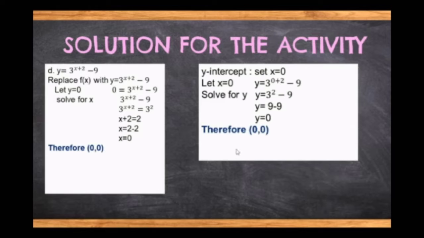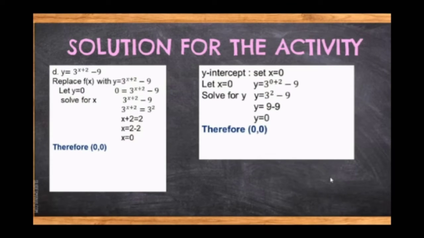Then, y-intercept. Set x is equal to 0. y is equal to 3 raised to 0 plus 2, minus 9. Then solve for y. y is equal to 3 raised to 2 minus 9. Then y is equal to 9 minus 9, because 3 squared is 9, and 9 minus 9 is equal to 0. Therefore, the y-intercept is 0 and 0. Good job! All of your classmates got a perfect score.